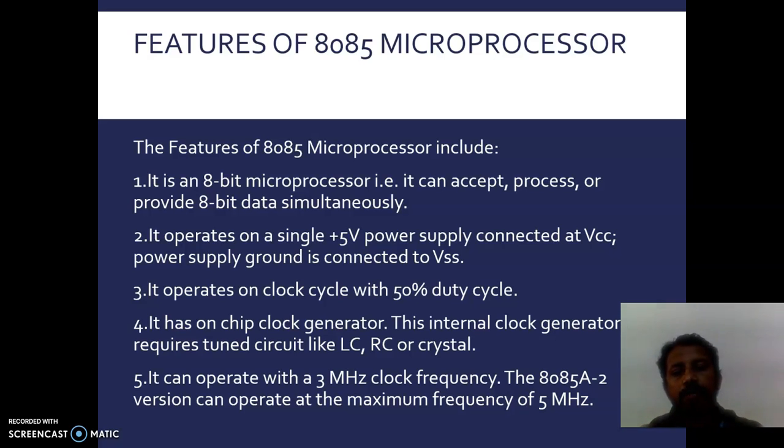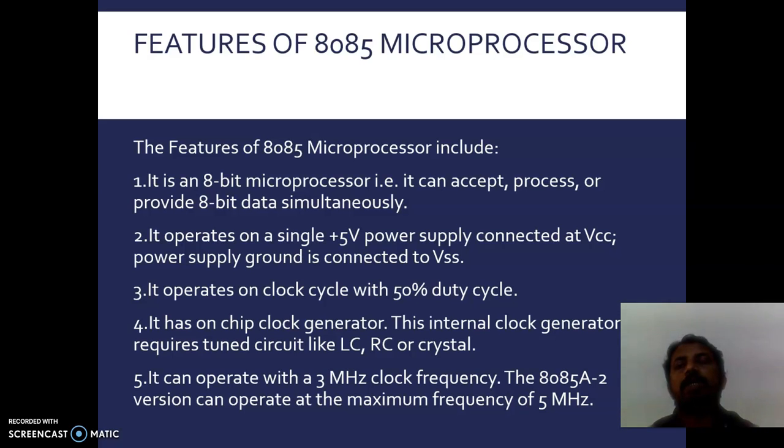And the clock has a 50% duty cycle. That means the on period and off period of the clock are the same. It doesn't have, let's say, different clocks. This clock is generated by an internal clock generator, which is tuned, like you have LC or RC or crystal oscillators. Using these oscillators, we go for generating the clock. The clock is generated internally, just like with an LC oscillator.